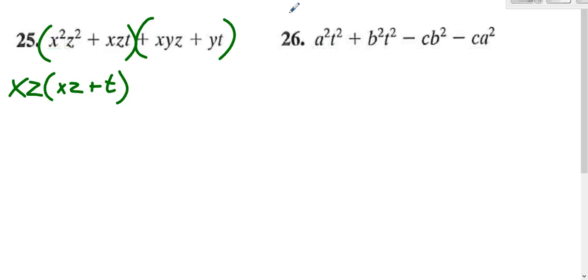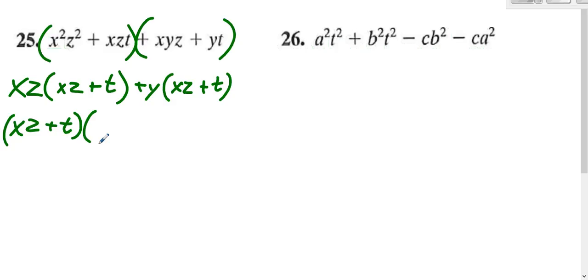And then the second set, they both have a y, that's it, so we'll take that out. You'd be left with xz plus the t. Which is good, we got the same parentheses, that means grouping worked. So xz plus t, and then the other factor would be xz plus y.